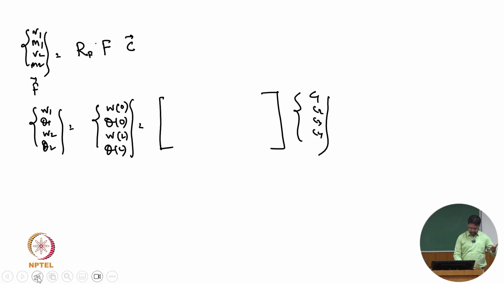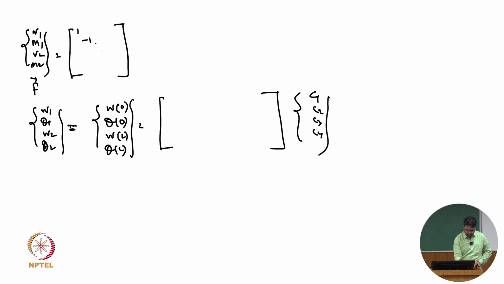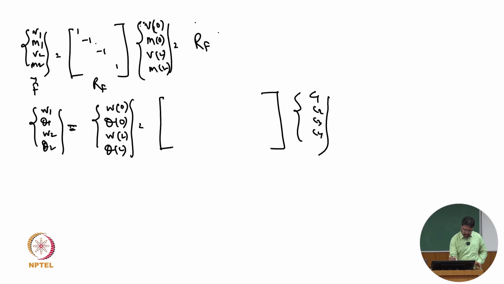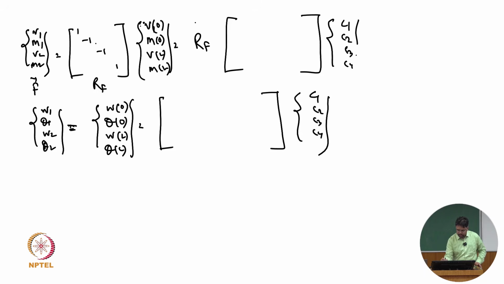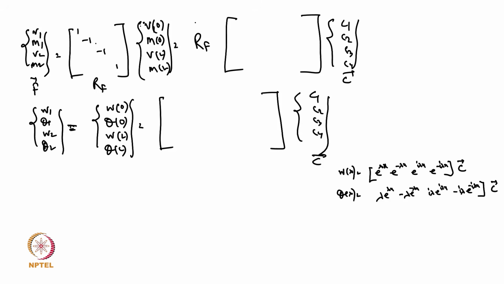Just to quickly tell you, going back to the previous one, this was basically 1, minus 1, minus 1, 1, which I called RF, with V0, M0, VL, ML. So you will have RF still here, then your matrix with C1, C2, C3, C4, which is the C vector.